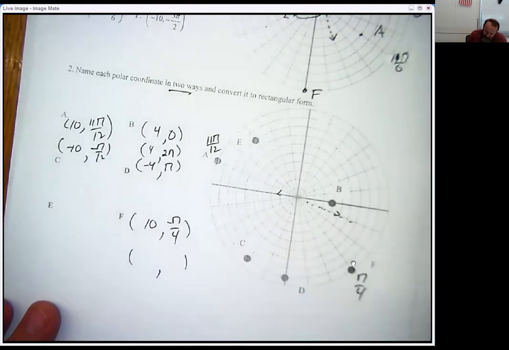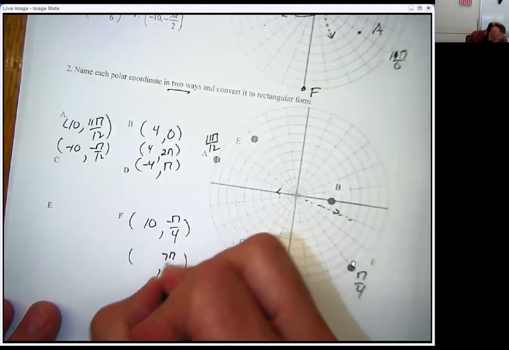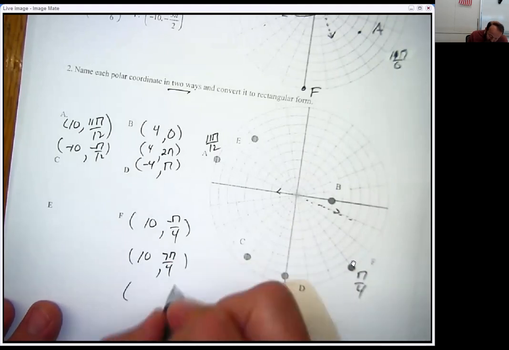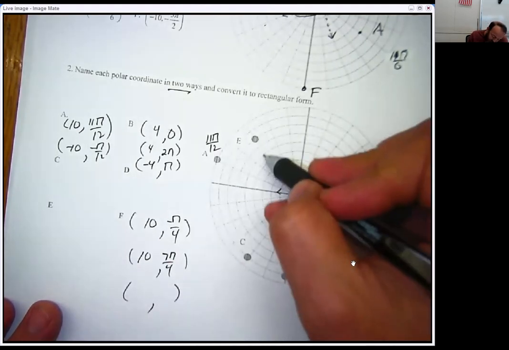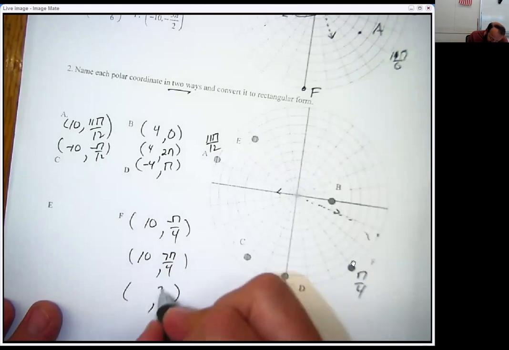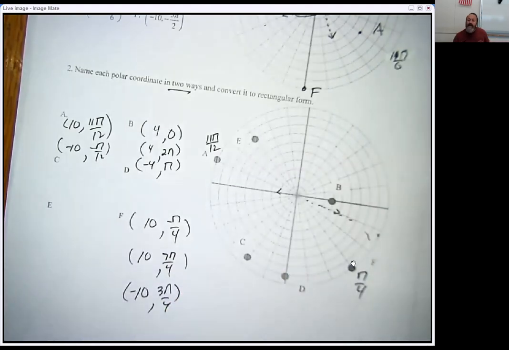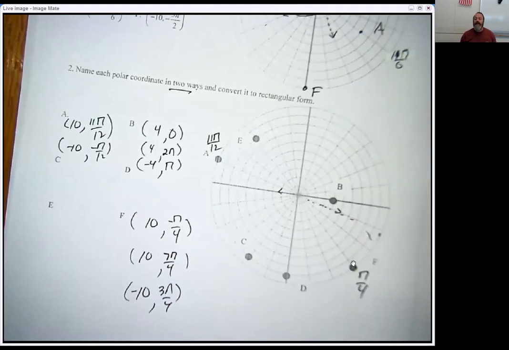So that would be 10 at negative pi over 4, or equivalently, I could have rotated to 7 pi over 4 and gone forward 10, or I could have rotated into the second quadrant over here at 3 pi over 4 and chosen to go backwards 10. There are all of these different ways that we could represent this, and that's just ways to actually plot points and understand what points are in polar.